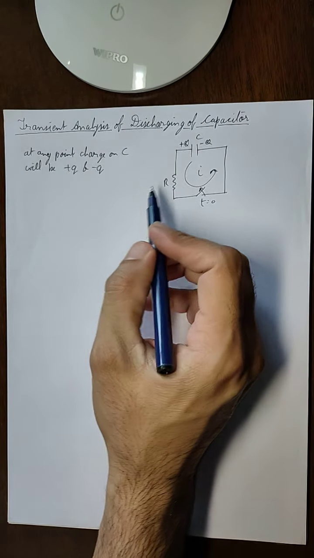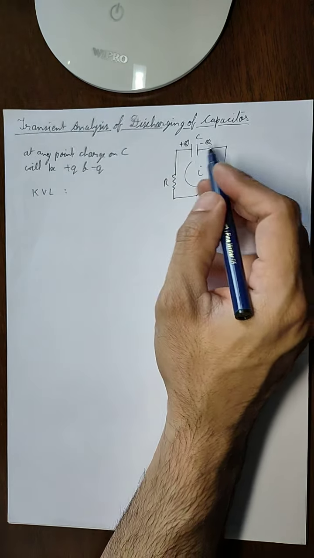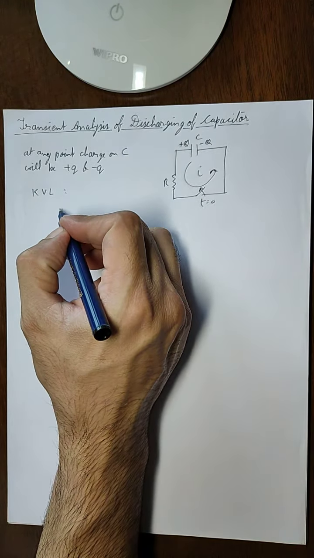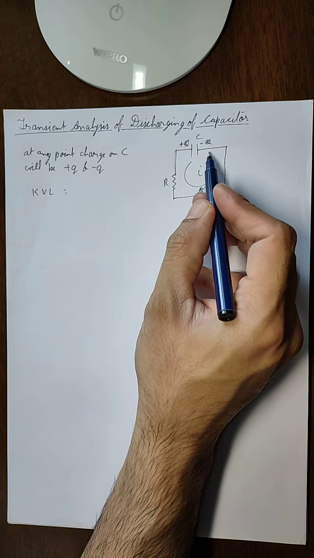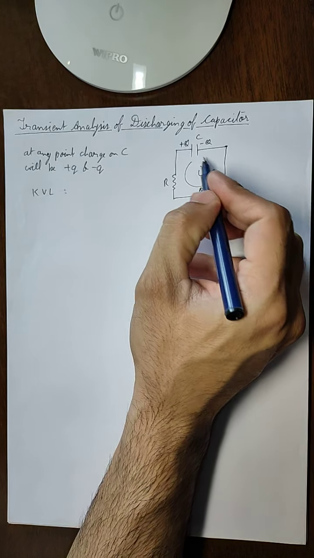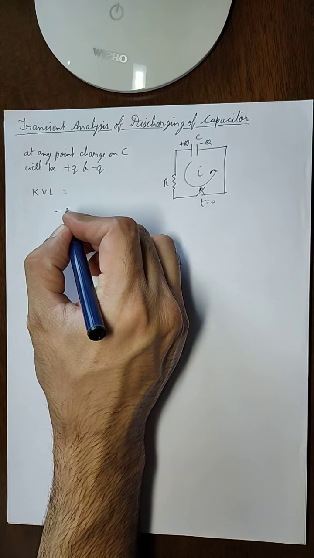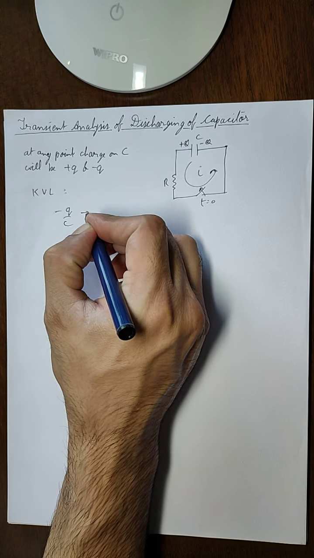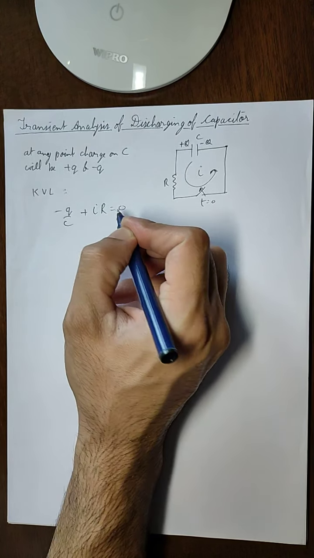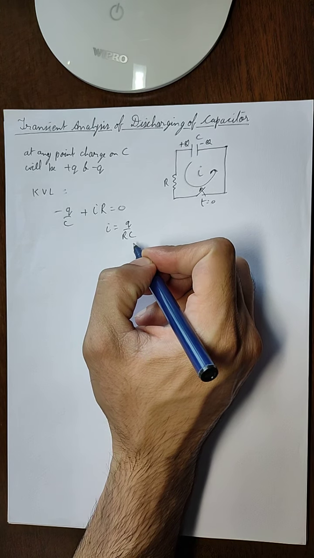Now if we apply KVL, Kirchhoff's voltage law, on this circuit, the current is going into the minus side of the plate. If we start from this point and go anti-clockwise in the direction of current, the current is entering the minus q, so it will be minus q by C plus IR equals 0. So from this, current will be q by RC.